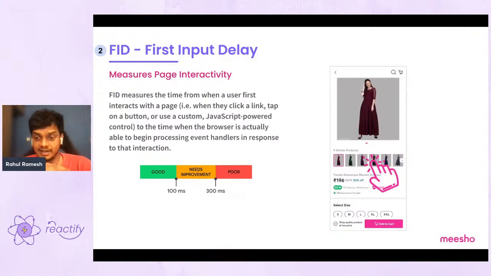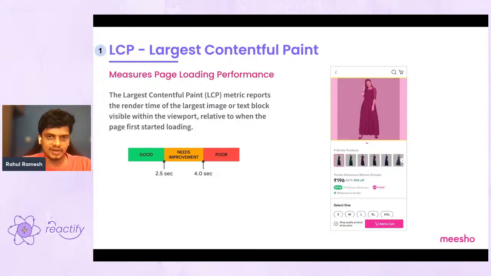We have FID. As we saw in the previous slide, let me come back to the previous slide. What does it measure in the tagline? It measures the loading performance: how fast your website loads, how fast your web page renders. As long as you make sure that an ample amount of content is visible to the user as quickly as possible, your LCP, or your loading performance, will do good.